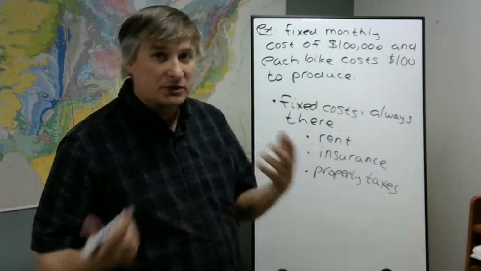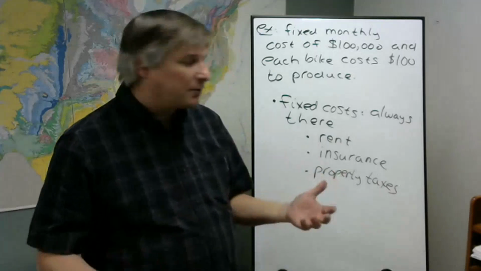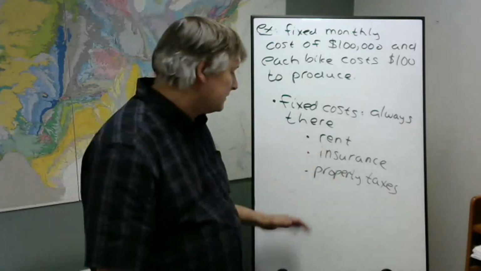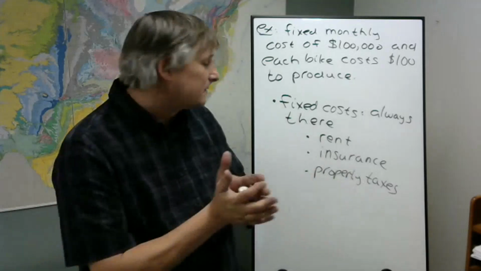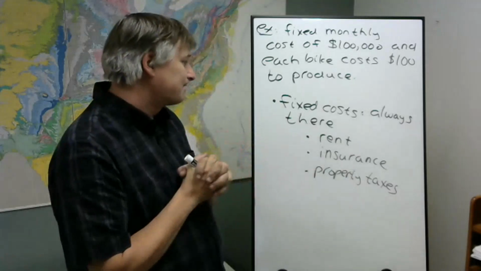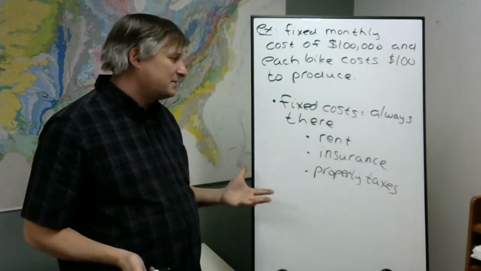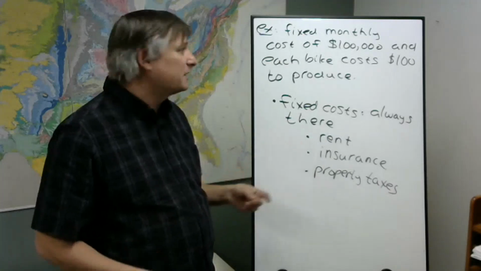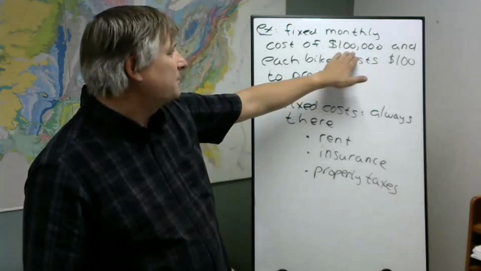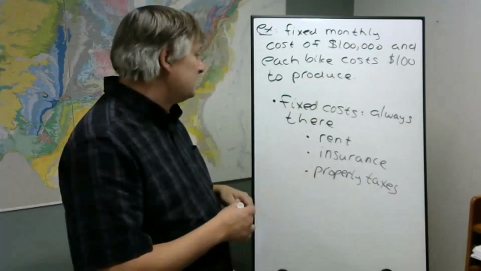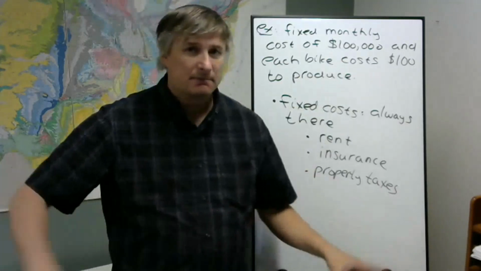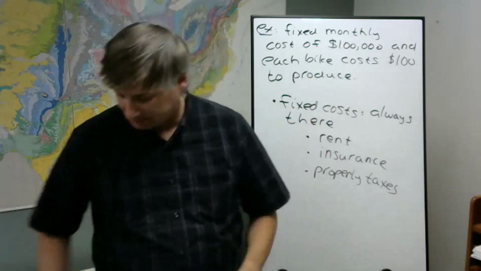But these are pretty standard fixed costs. You know, rent if you're renting a place, like a warehouse, insurance on your business, or just on the facility, and then property taxes, things like that. So even if you're not producing any bicycles, you'll have to still deal with these things. And per month, you get hit with $100,000. So even if you're not making anything, you still have these fixed costs.